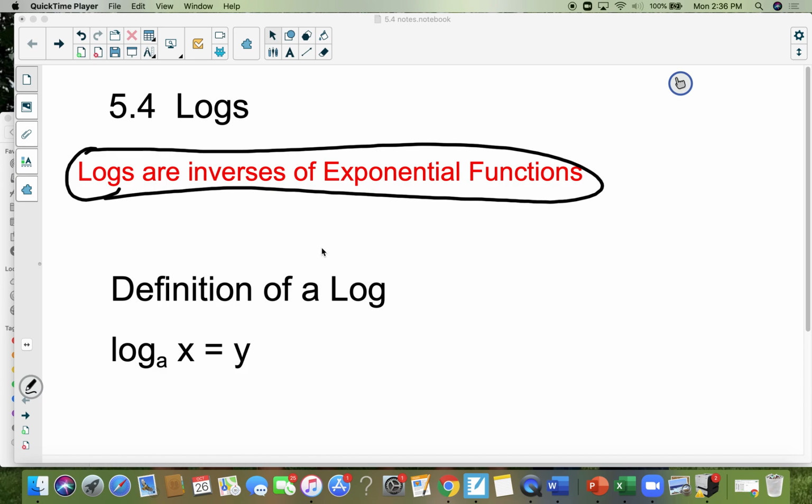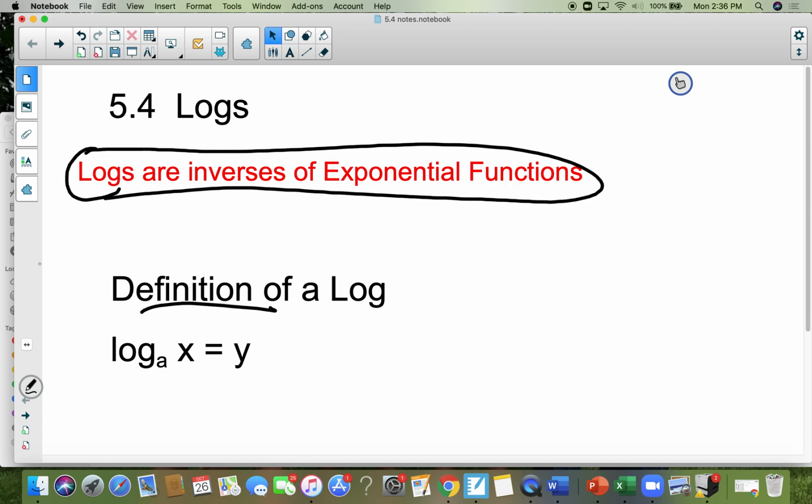Logs in Algebra 2. Logs are inverses of exponential functions, and we just studied exponential functions, and now we're getting into logs. So this is the definition of a log, right here. Log base a of x equals y. If you want to put this into exponential form, it's a to the y equals x.